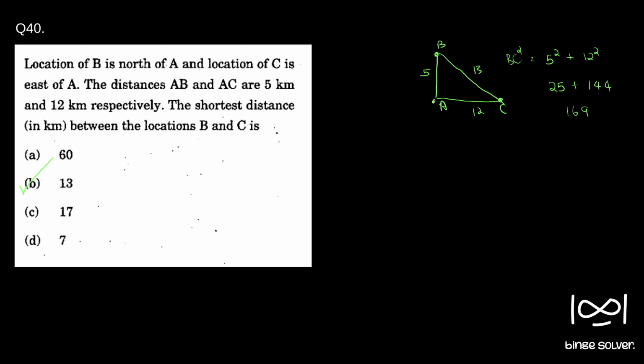Moving on to the next question, question 41. Two cars start towards each other from two places A and B, which are at a distance of 160 kilometers, and they start at the same time at 8:10 a.m. If the speeds of the cars are 50 kilometers per hour and 30 kilometers per hour respectively, they will meet each other at.